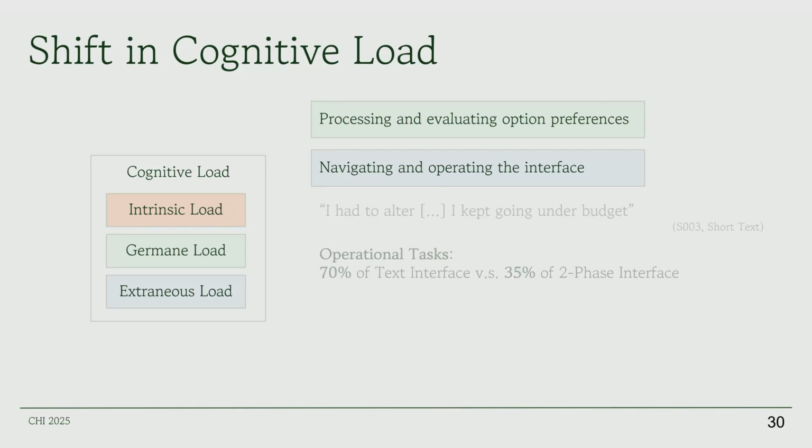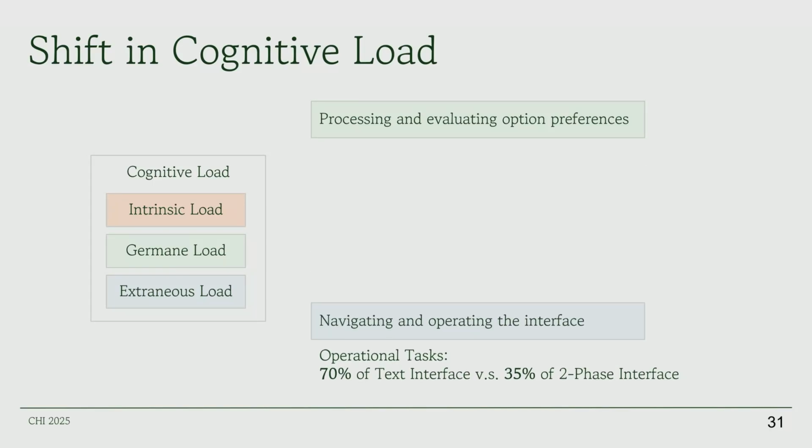Qualitative data showed that twice as many participants using the text interface cited operational tasks as a source of cognitive demand compared to those using the two-phase interface. For example, participants would mention difficulties in operating to stay within budget.